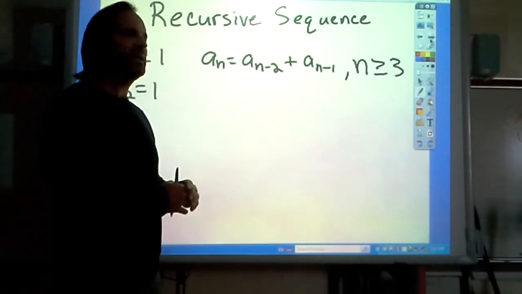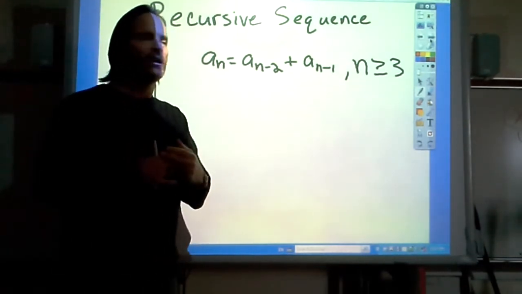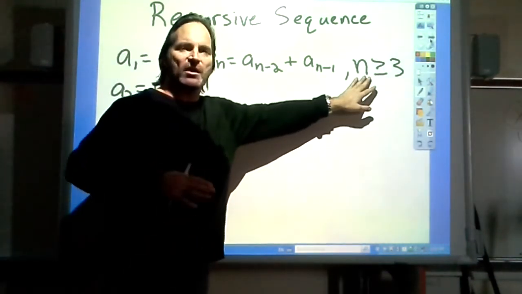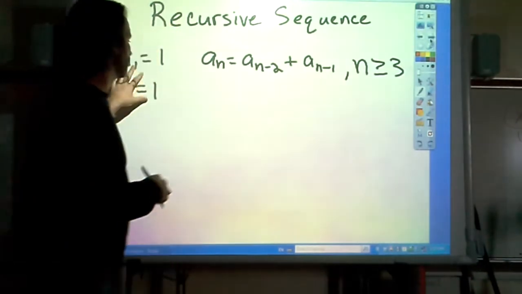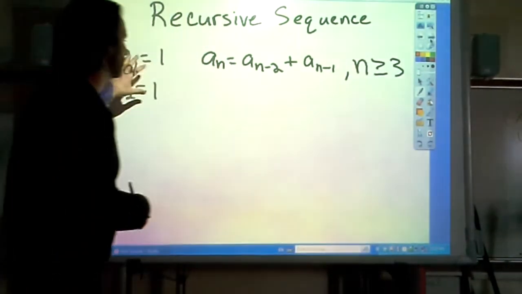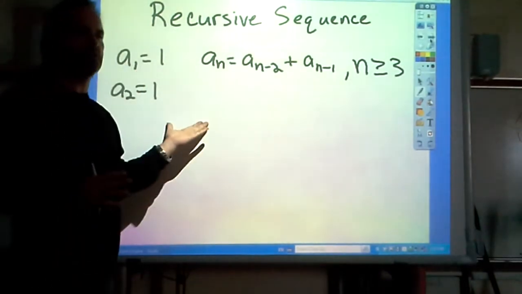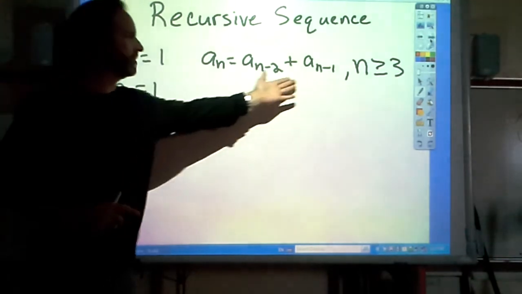Okay? So for me to get any term, I needed 2 terms, so I couldn't even start anything until n is greater than or equal to 3. So I needed these first 2 terms just to get the third term, and then we can start. So these first 2 terms have to be given under this circumstance. So let's just do recursive, this is how we work. Here's what we're given.